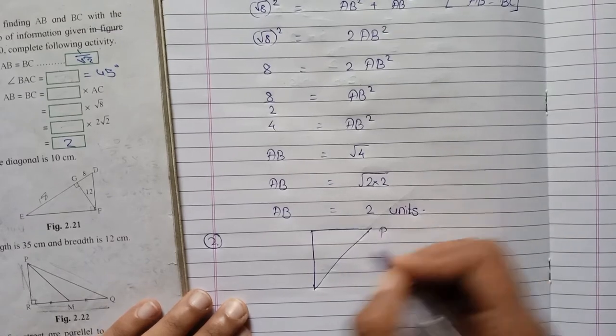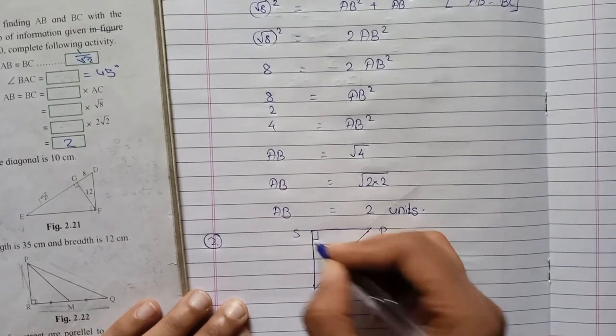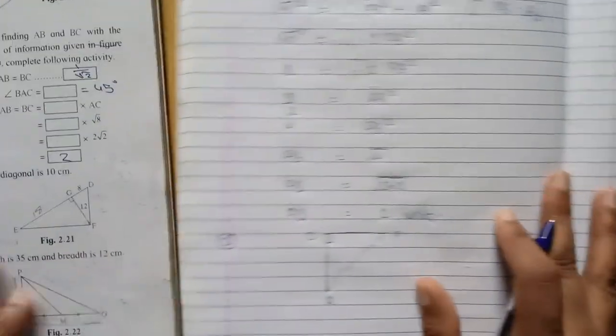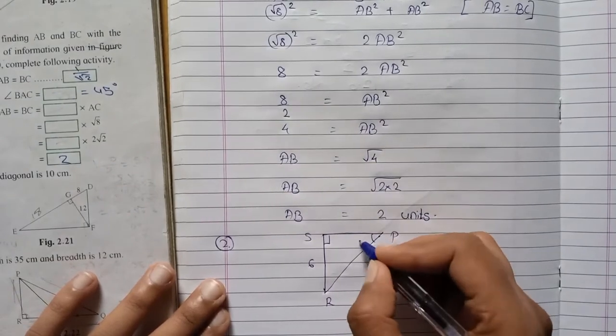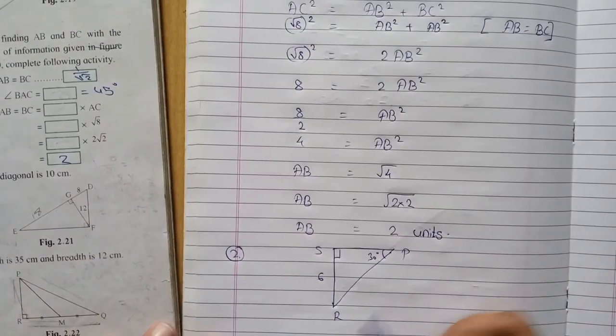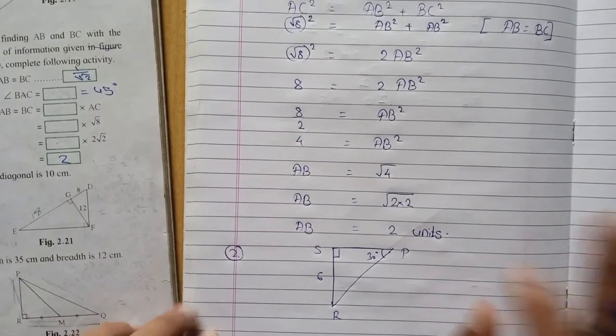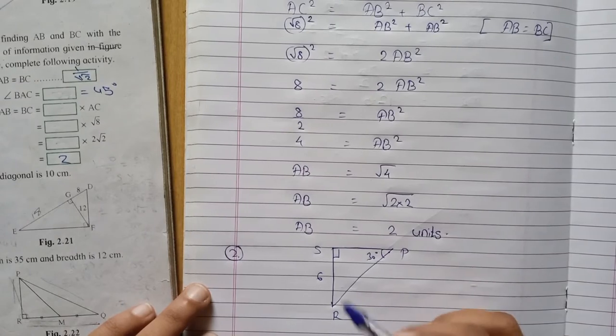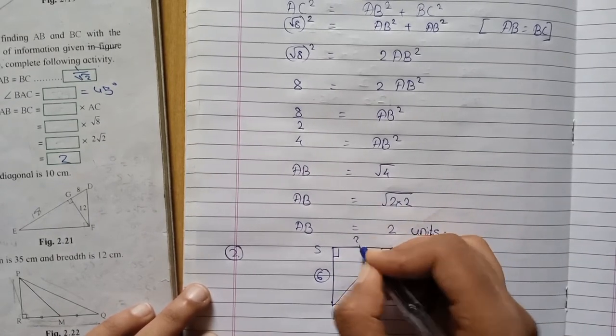Okay, PSR. My S was 90 degree. Here it was given as SR 6 centimeter and angle P is 30 degree. Okay, we need to find RP and PS. For applying Pythagoras theorem we need to know two sides. Here we are only provided with one side, we don't know this side and we don't know this side.